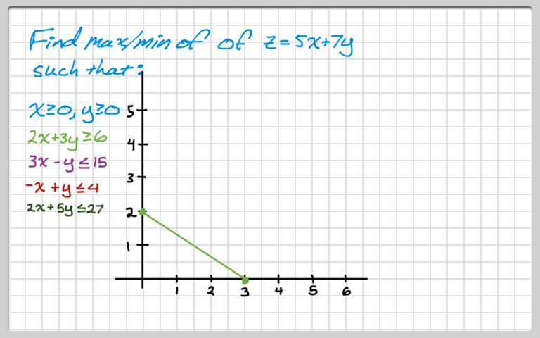Now I need to figure out which way to shade. If the origin isn't on the line, I always test the origin. If I take (0, 0) and plug it in, I get 0 is greater than or equal to 6. That's not true, so you shade in the opposite direction. I'm going to shade above the line in this case.